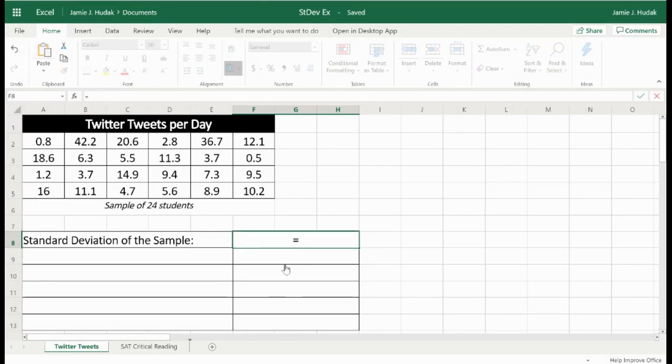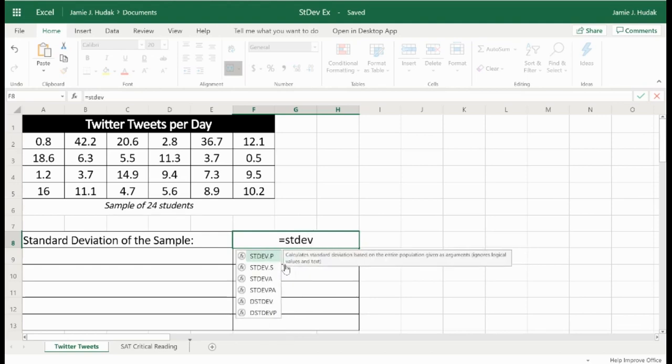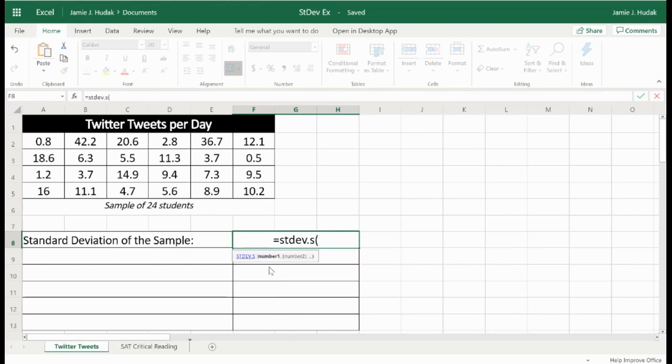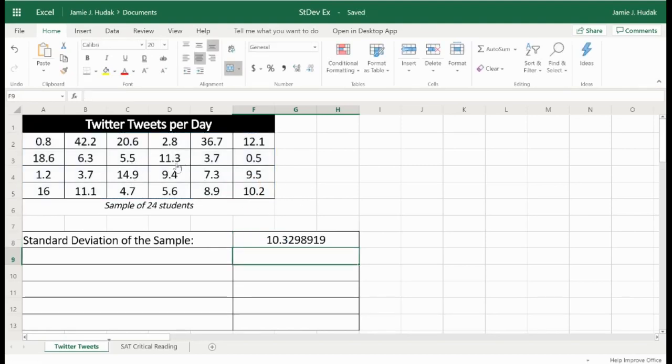Start with an equal sign because you're telling Excel you want it to use a formula. STDEV is standard deviation. .S is for a sample. Parentheses to start entering your data. Click on the first number and drag and highlight all of the numbers you want Excel to use. Close the parentheses and hit enter. And the standard deviation of the sample is 10.33. And this is much easier than doing it by hand. So tools like Microsoft Excel become really valuable with research and data collection and analyzing the data.